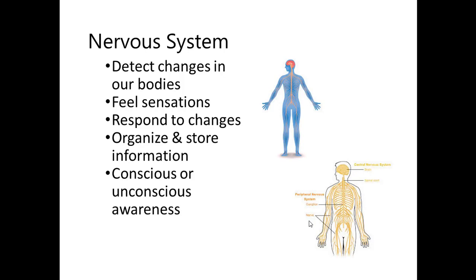All right, so the nervous system, what does it do? It detects changes in the body. It feels sensations. It responds to those changes. It can organize and store information and provides conscious or unconscious awareness. So it knows what's going on, whether the person is conscious or unconscious. Generally, if there are issues in the neural system, the symptoms are going to be pretty vague and very hard to pinpoint. But we'll get into each disease process and it'll make a lot more sense.